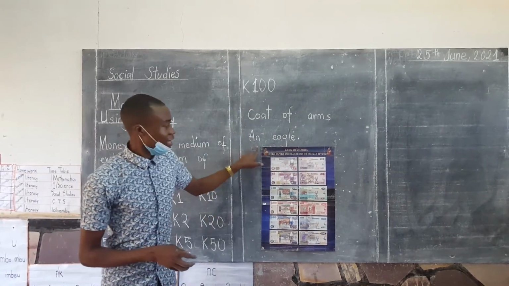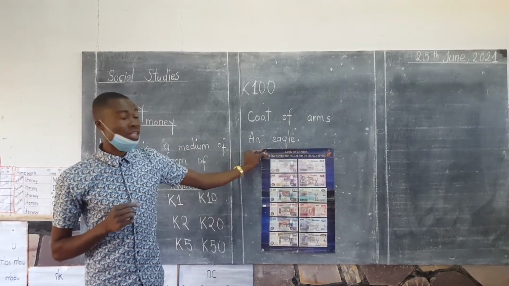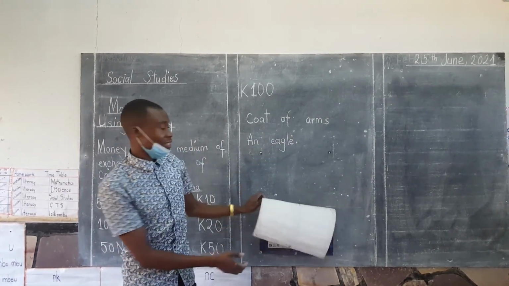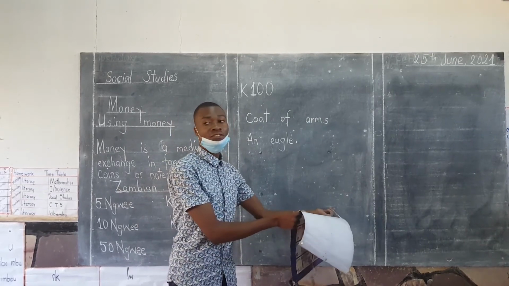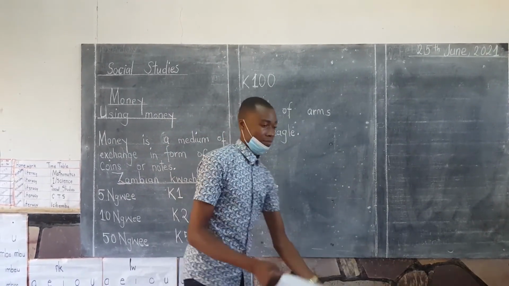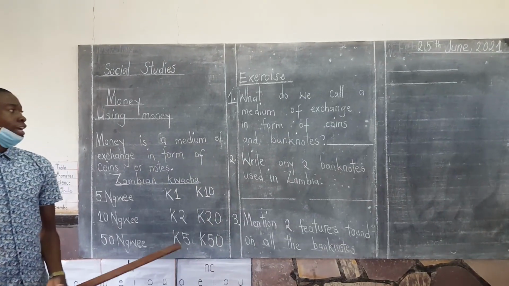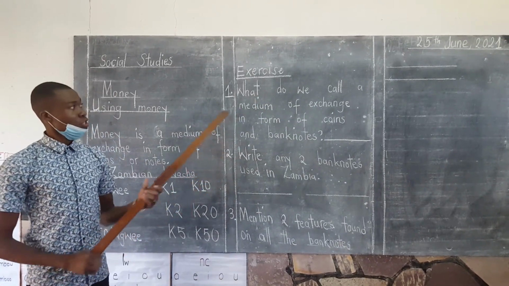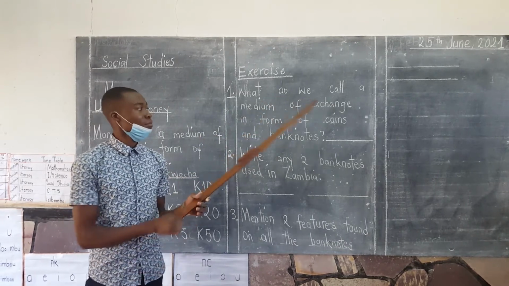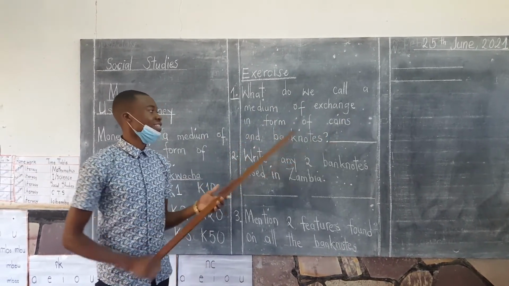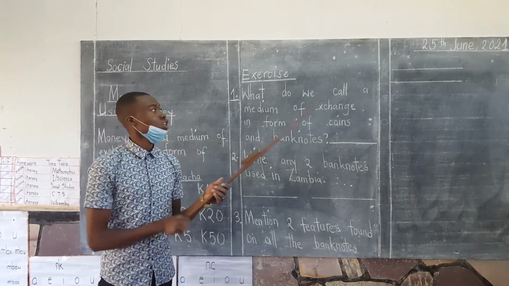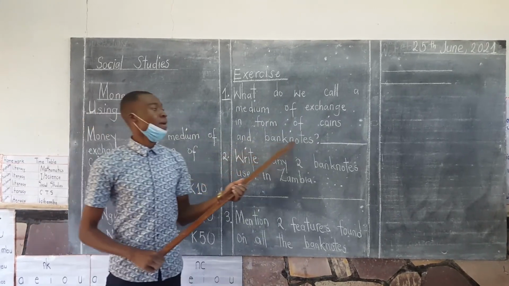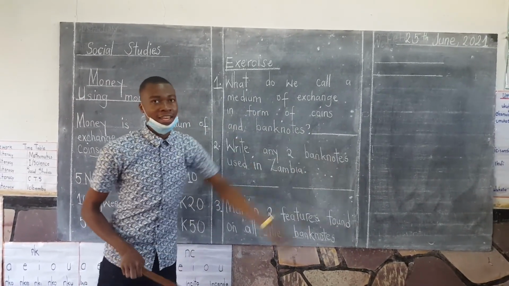I'm Teacher Kapembwa. Then I would like you to pay attention to what I'm going to write on the board. I want you to respond to the questions that will be written on the board based on what you've learned. Okay, based on what you've learned, here is an exercise for you. The first question is saying, what do we call a medium of exchange in form of coins and banknotes? So you're going to write the answer there.